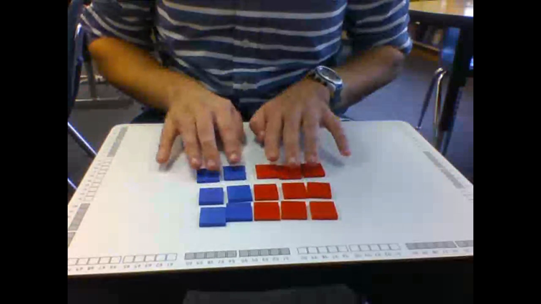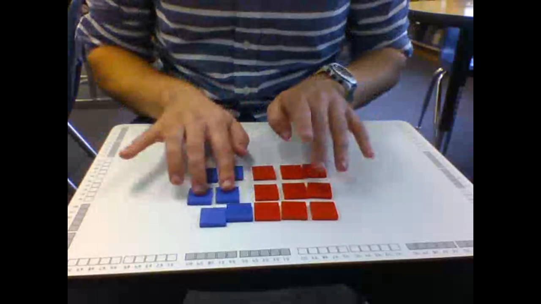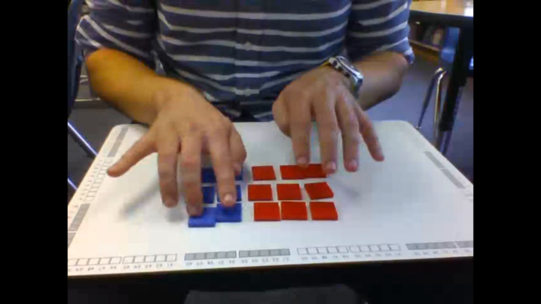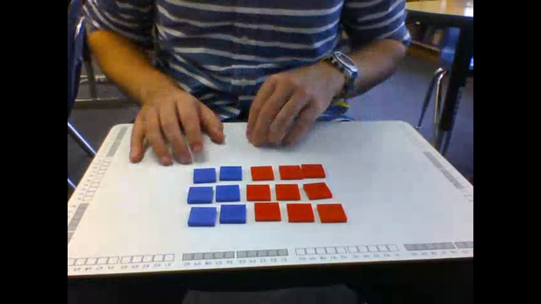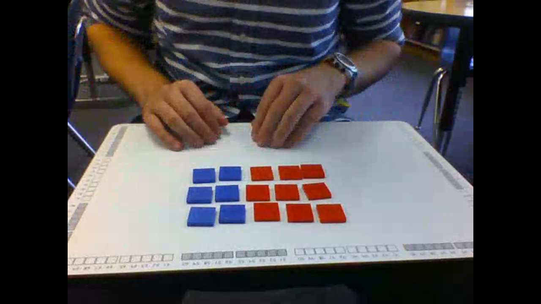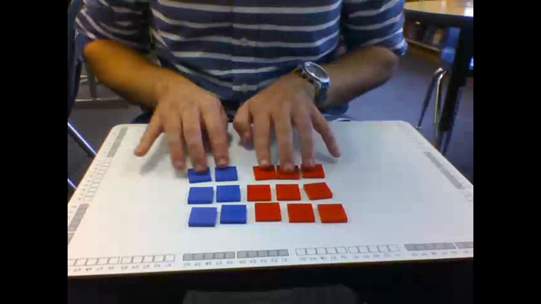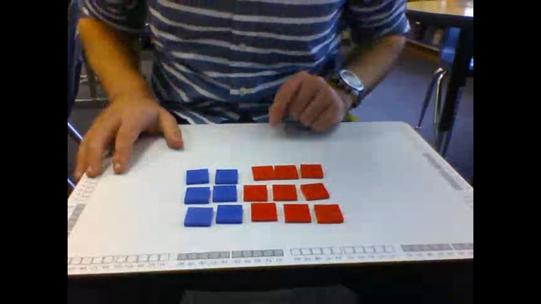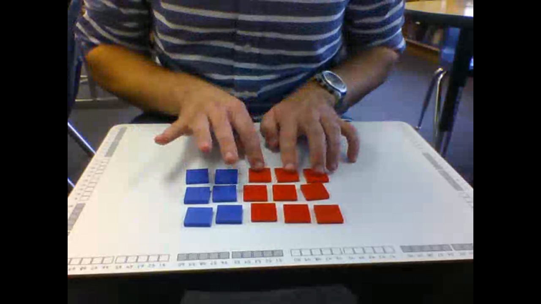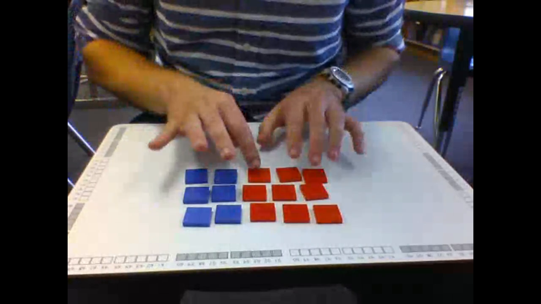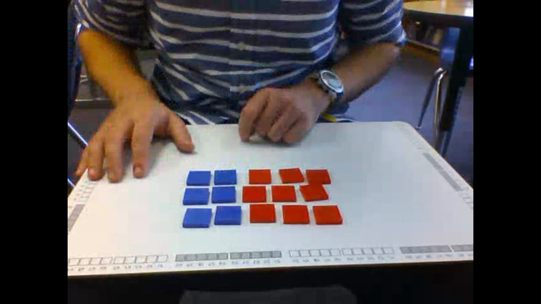Our first group, we have 2 blue and 3 red. Our second group, we have 2 blue and 3 red. And our third group, we also have 2 blue and 3 red. Now it's much easier to say that we have 2 blue, 3 red, and we have 3 times that amount. Or in other words, of our 3 red, we have 9 altogether. And of our 2 blue, we have 6 altogether.